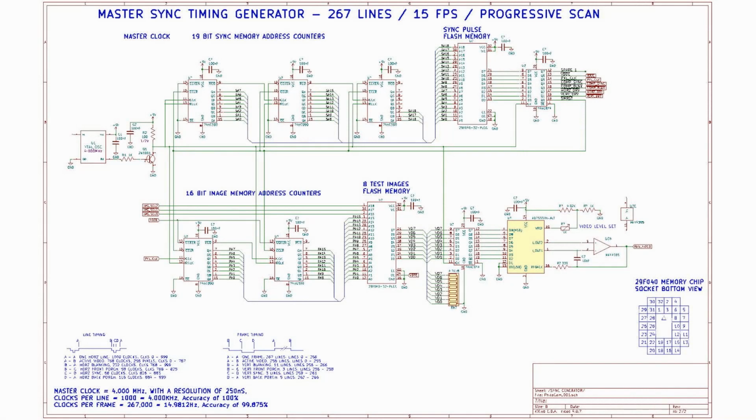So looking at the entire schematic of the sync generator and frame memory, you will see that structurally the upper half circuit is the sync state machine, the sync frame generator. The lower half of the schematic is the video frame generator. The sync frame generator has a 19-bit address counter, a memory chip, and a latch. The lower portion, the image memory, has a 16-bit address counter, a memory chip, a latch, and a digital to analog converter.